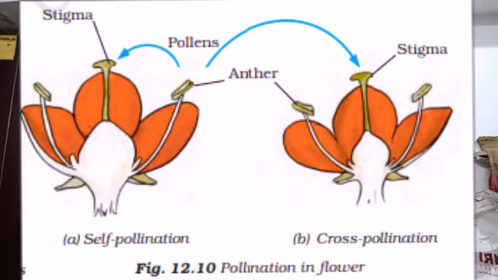There are flowers which have both reproductive parts, male and female, and they are called bisexual flowers. These are the flowers of rose, lily, china rose, gulmohar. Now comes the next process, that is pollination. In pollination, the transfer of pollen grains from the anther to the stigma is called pollination.